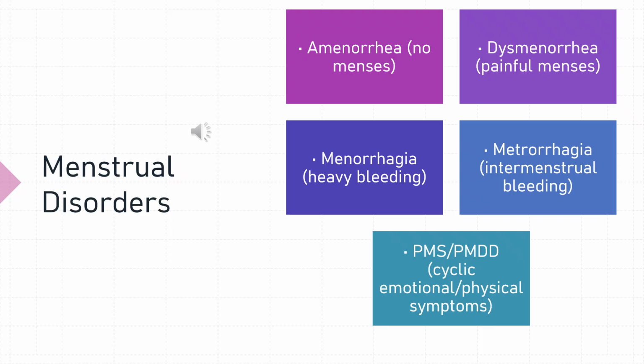For menorrhagia, this is excessive, heavy menstrual bleeding.